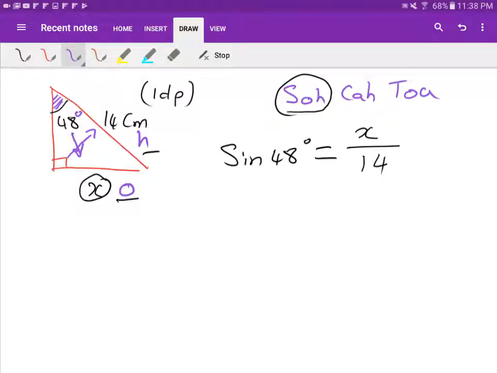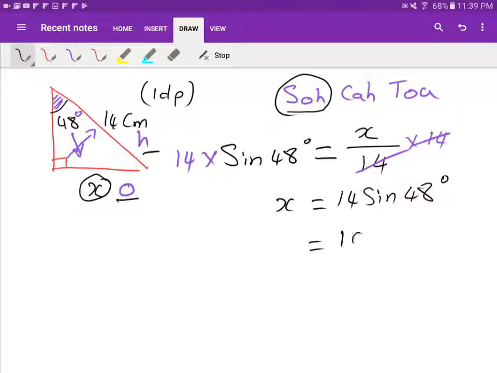Now once you've got this equation, we solve it, because you want to find x, so you want to get rid of the bottom. The bottom is 14, so you get rid of it by doing the opposite: times by 14. On this side, I need to times 14 as well. So this cancels out, and x is equal to 14 sine of 48 degrees. If you type that in your calculator, you should get 10.40 and so on.